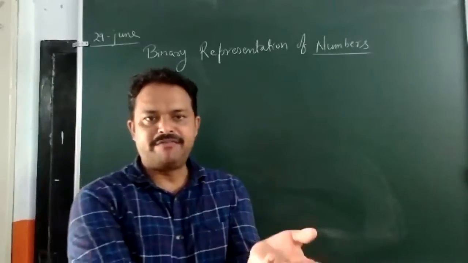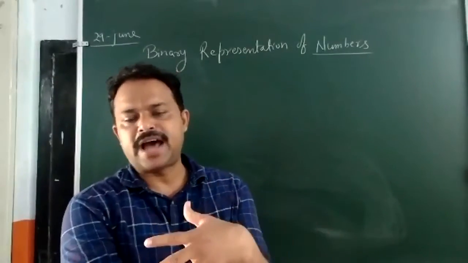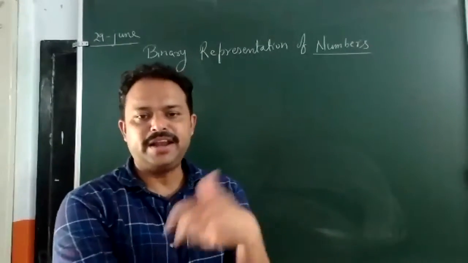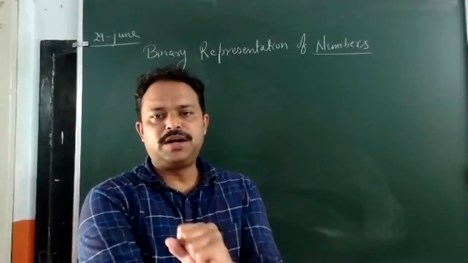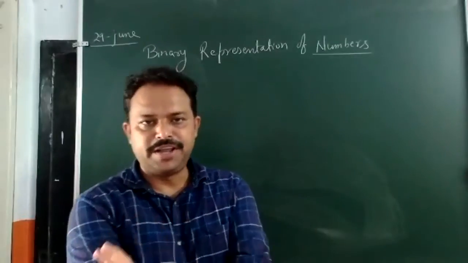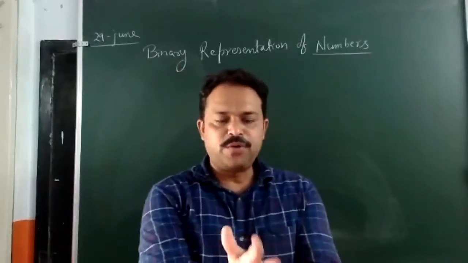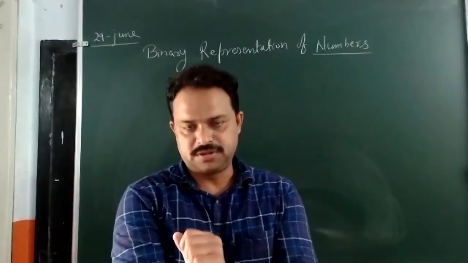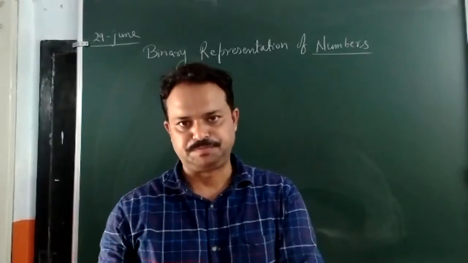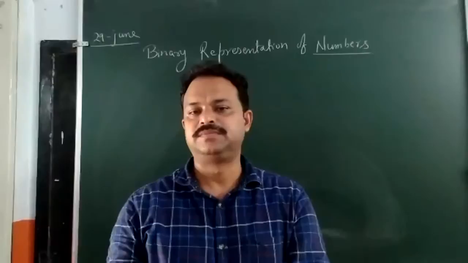The numbers which we are having, I am talking about decimal numbers: 4, 9, 36, positive as well as negative. In this topic, we are going to learn how the computer handles positive values and negative values. How does the computer come to know that this is a positive value and this is a negative value?